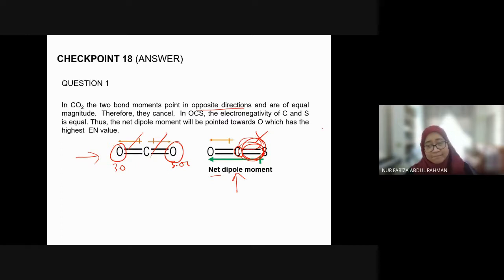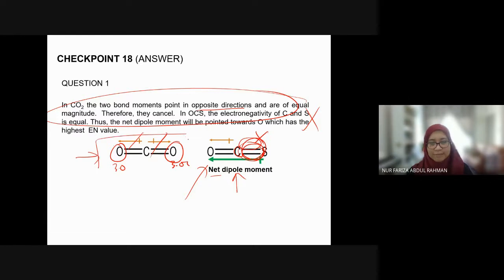Actually in the exam, you don't even need this statement. You just label it, label. Actually with this drawing we can already see it, but you have to highlight. For OCS, there's no dipole moment on C and S. It's obvious here, here we see the dipole moment goes this way. Okay, so understood, the student understands. You can see the difference between CO2 and OCS.